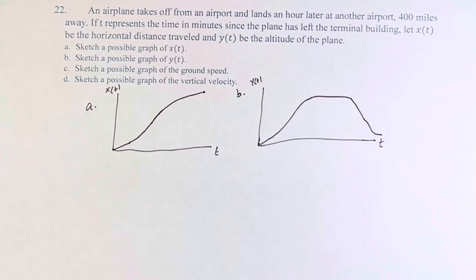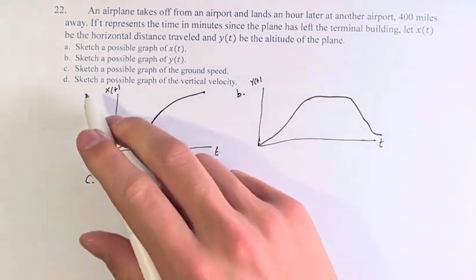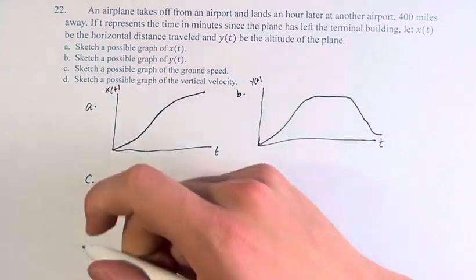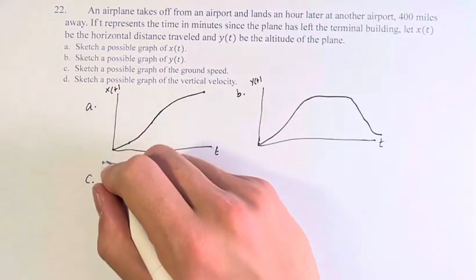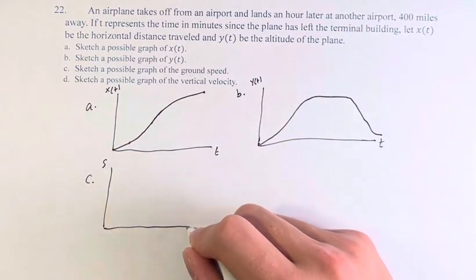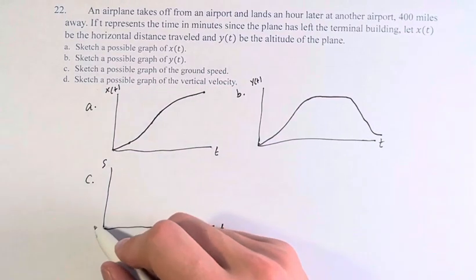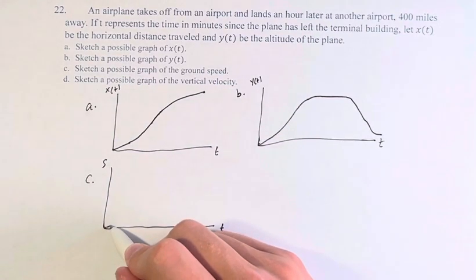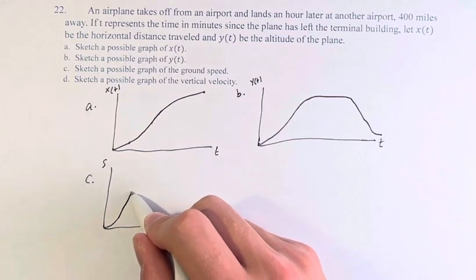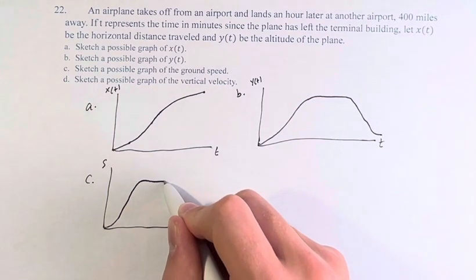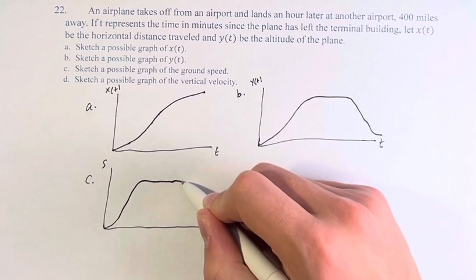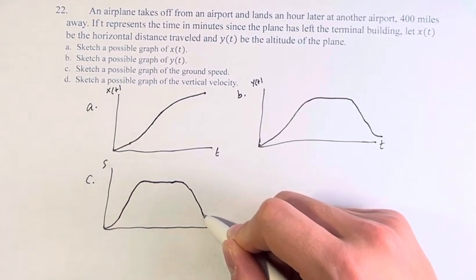For c, we're asked to sketch a possible graph of the ground speed. So this we can call s for speed, and again, it's over time. The speed, we're obviously going to be starting at 0. It's going to be going up very, very quickly, reaching whatever the maximum is, holding at that, and then slowing down as we approach the other airport.